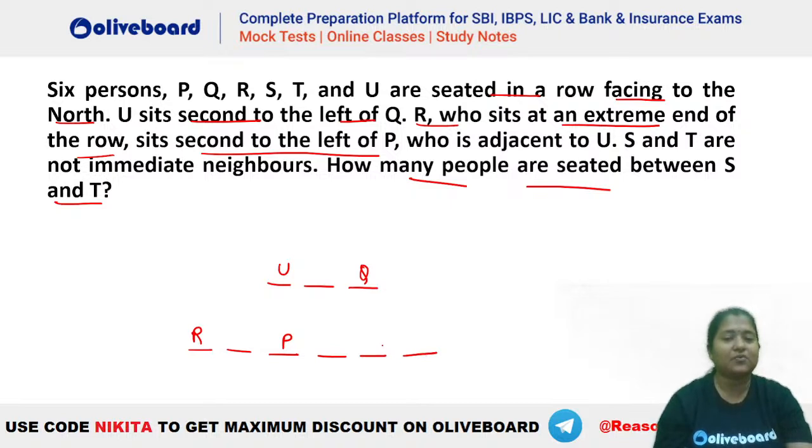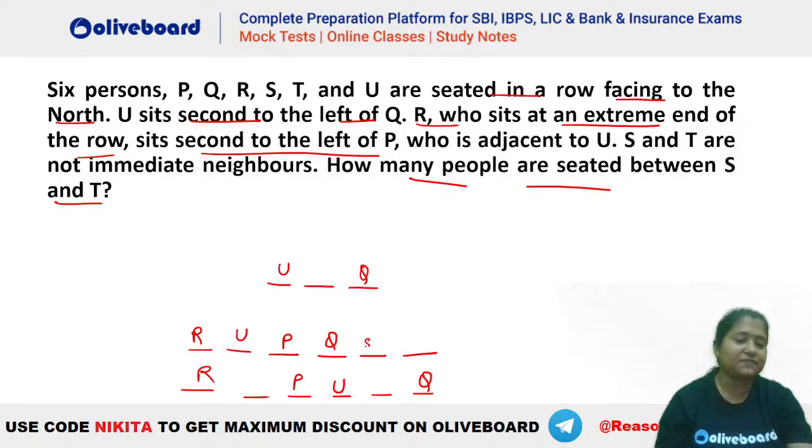Okay. Now P, who is adjacent to U. That means we have two possibilities here. Let's try. Okay. So this is R, this is P. So P adjacent to U can be like this, or P adjacent to U can be like this. Now S and T are not immediate neighbors. In the first case, you can see S and T would be here. So they are immediate neighbors. That means this case becomes invalid. Now here you can see S and T are not adjacent neighbors. That means S here, T here, or T here, S here, right?